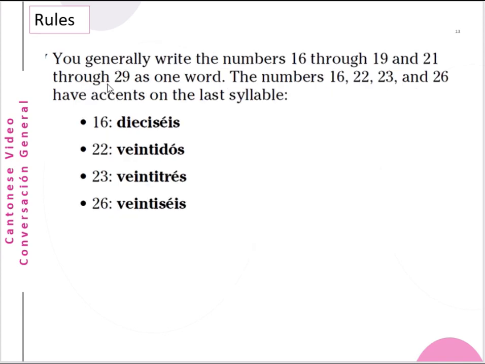The third rule: you generally write the numbers 16 through 19 and 21 through 29 as one word, not three words. The numbers 16, 22, 23, 26 have an accent on the last syllable. Let's say 16, diez y seis. The actual words are diez y seis, and you change it to one word, dieciséis, and you add an accent above the letter e. 22, veintidós, also has an accent above the o. 23, veintitrés, an accent above the e. 26, veintiséis. This is rule number 3.